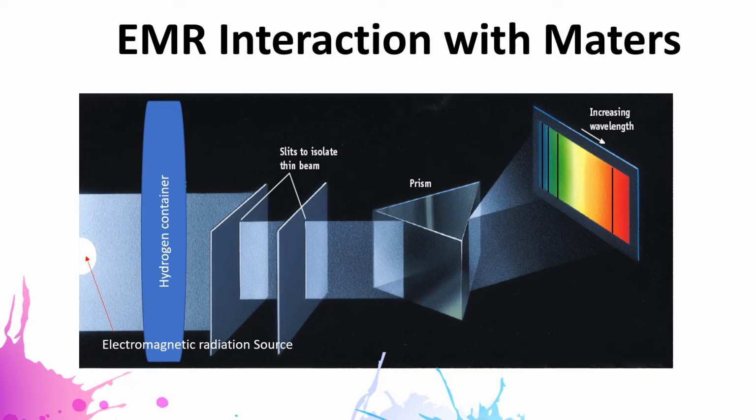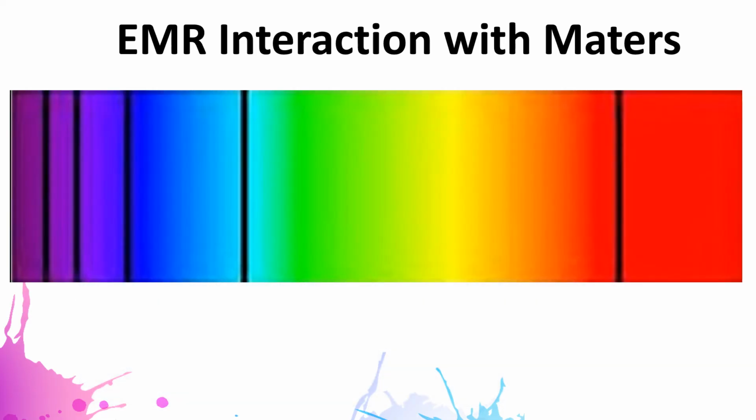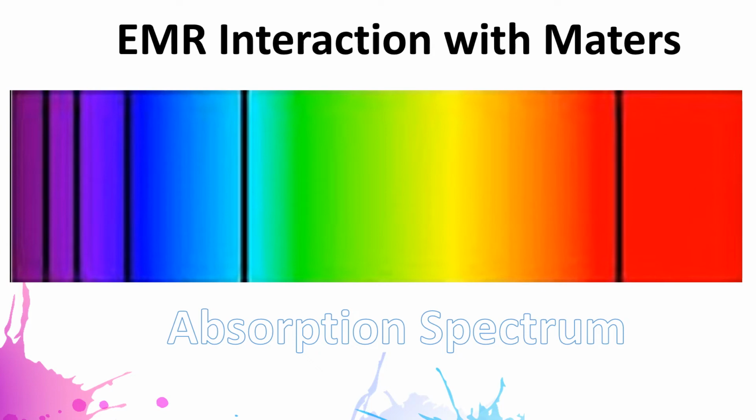Let's see the zoom view of this spectrum. These dark lines are due to the absorption of electromagnetic radiation by hydrogen atoms. So those electromagnetic radiations are missing. Therefore we call this spectrum an absorption spectrum. This is the absorption spectrum of hydrogen because the radiation passed through hydrogen atoms.